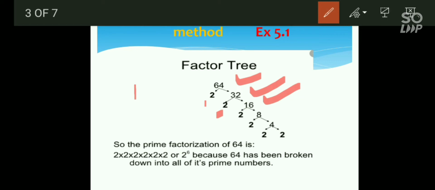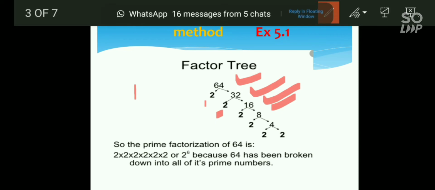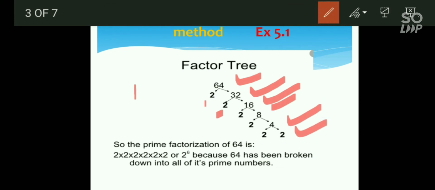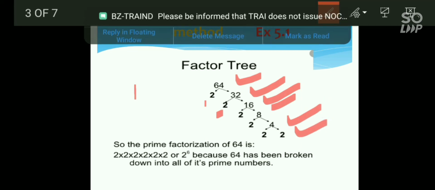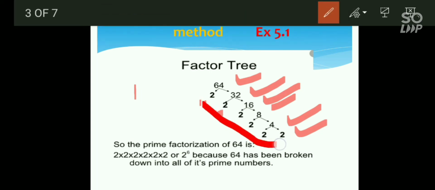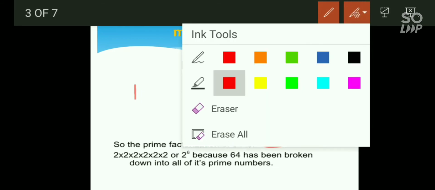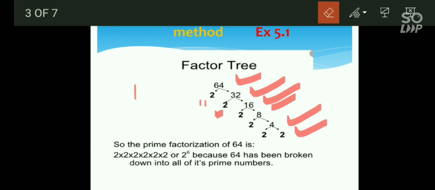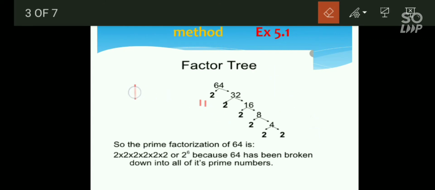Now again 16 we will split 2 into 8. Again 8 we can split 2 into 4, and 4 we will get 2 into 2. In this manner we have got 2, 2, 2, 2, 2, 2. These all are the prime factors of the number. So, we can say that the factors of 64 are 2 into 2 into 2 into 2 into 2 into 2.